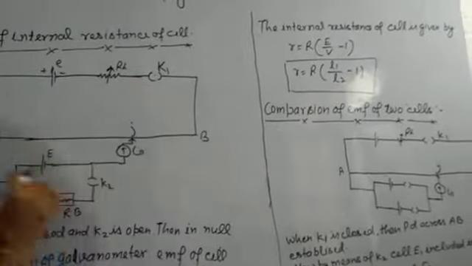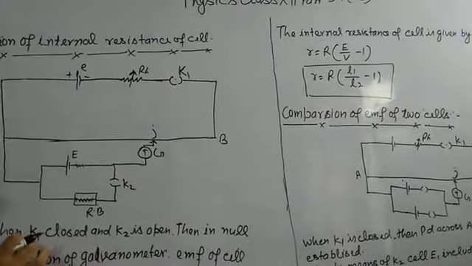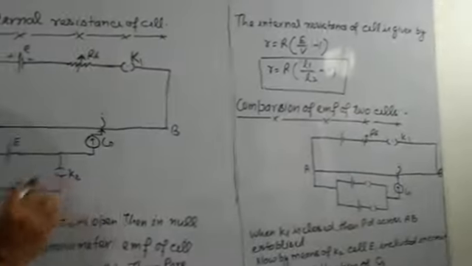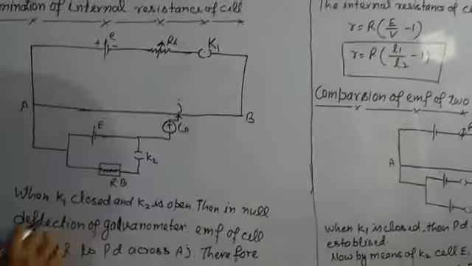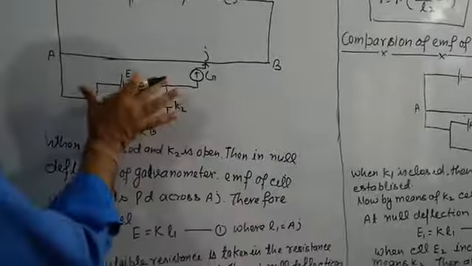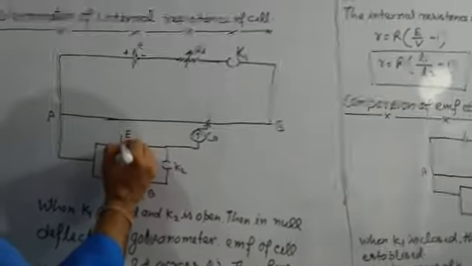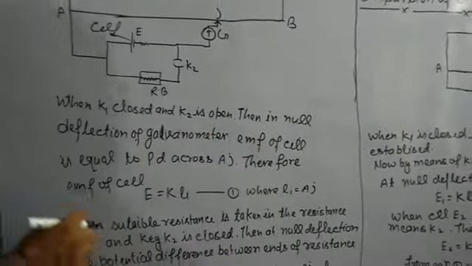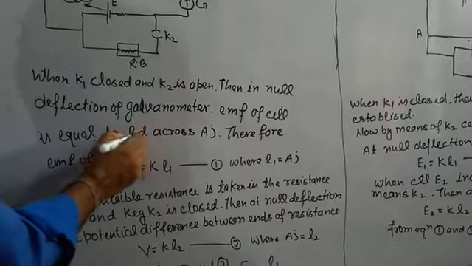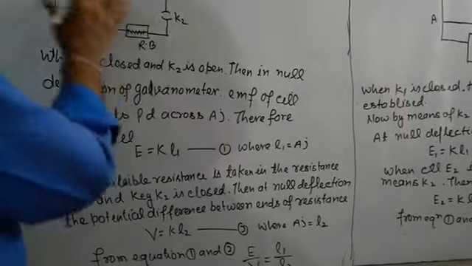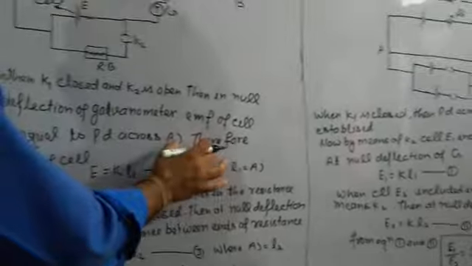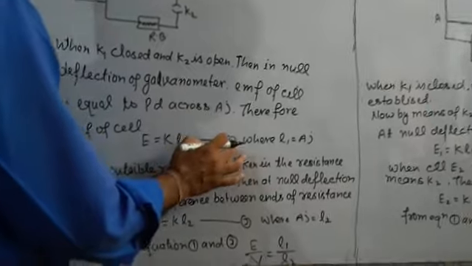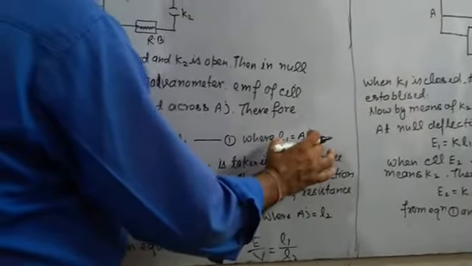In the figure, a complete circuit, when K1 is closed and K2 is open, then at null deflection of the galvanometer, EMF of the cell is equal to the potential difference across AJ. Therefore, EMF of the cell equals K L1. This is equation 1, where L1 equals AJ.